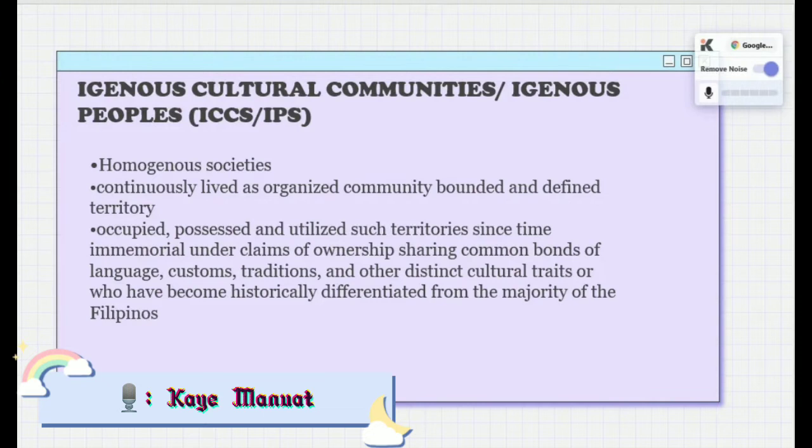So, as a group of people or homogeneous societies, indigenous people are identified by self-ascription and ascription by others, who have continuously lived as an organized community on communally bounded and defined territory, and have occupied, possessed, and utilized such territory since time immemorial under claims of ownership, sharing common bonds of language, customs, traditions, and other distinct cultural traits, or who have become historically differentiated from the majority of Filipinos.